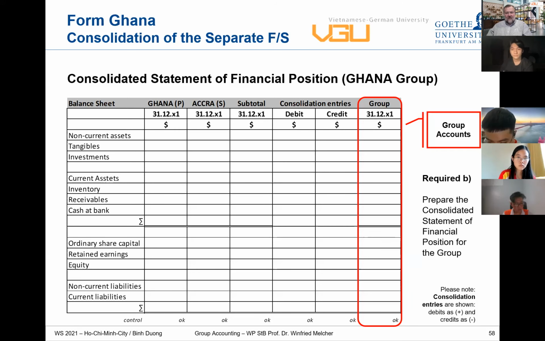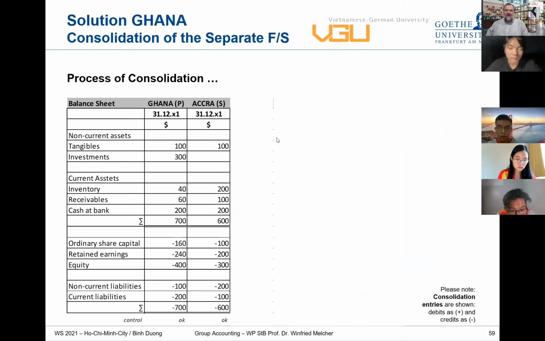So welcome back from the breakout room. We were doing the Ghana case study, and you were required to prepare the consolidated financial statements for the group. So what did we do? Well, we first would enter the separate financial statements. So we used the column for the parent and for the subsidiary and filled in the numbers.